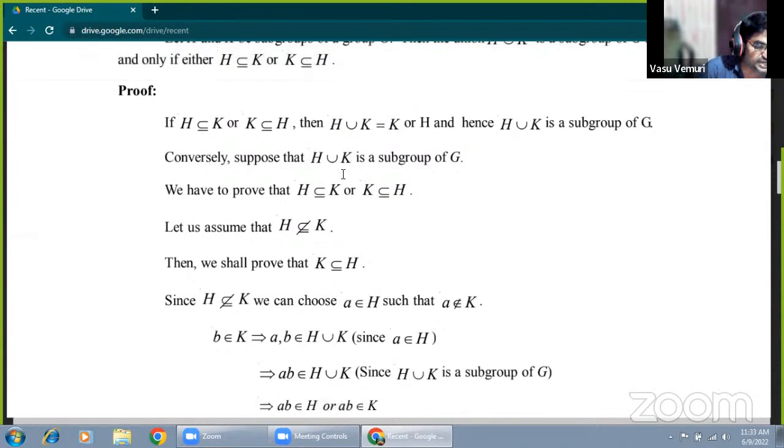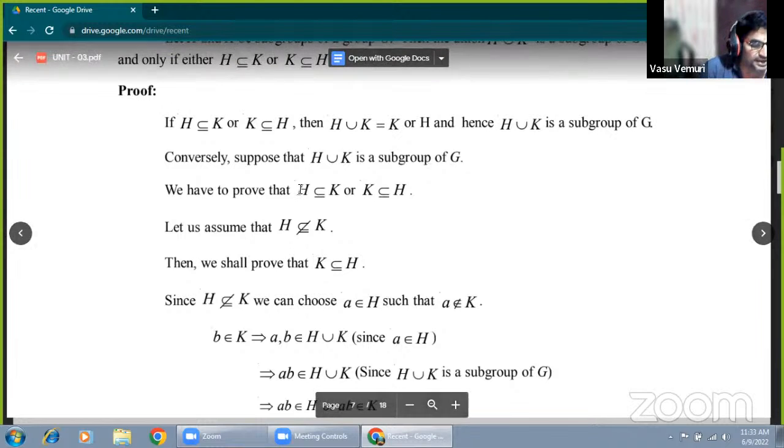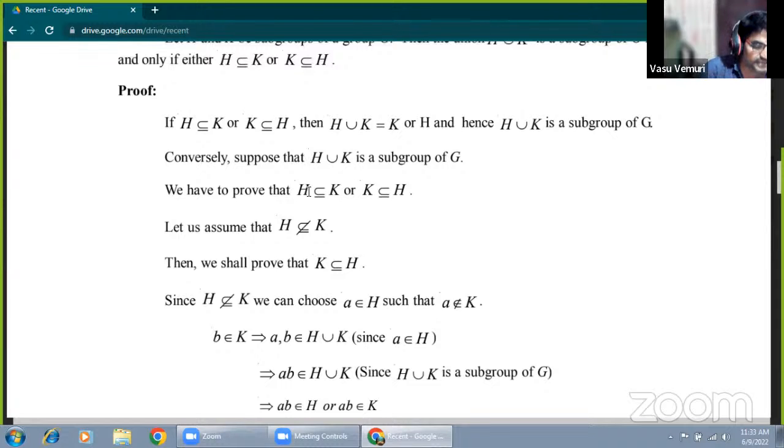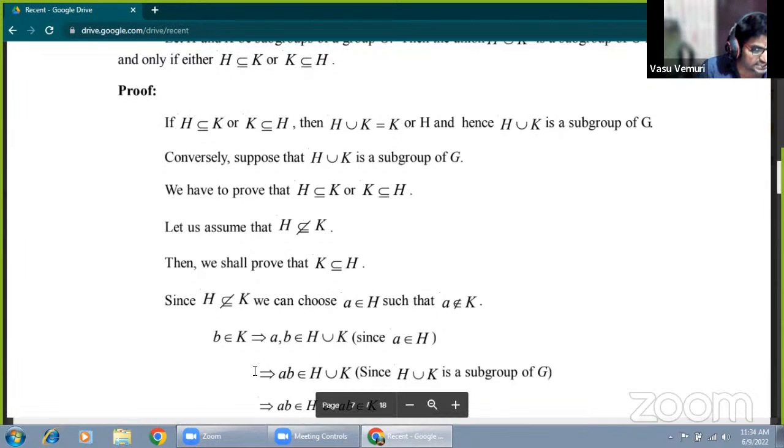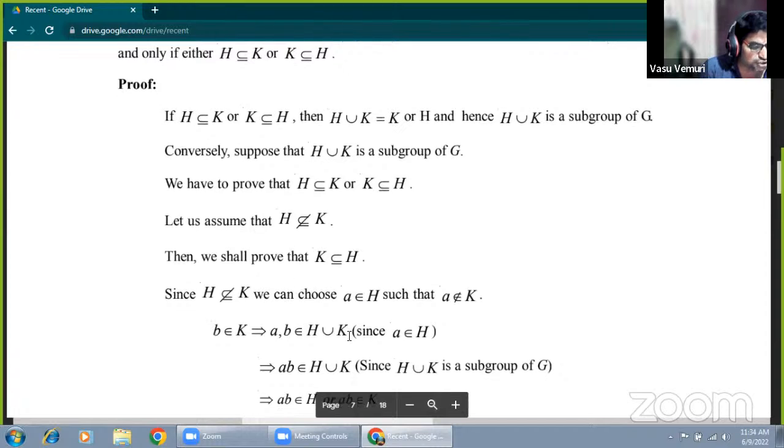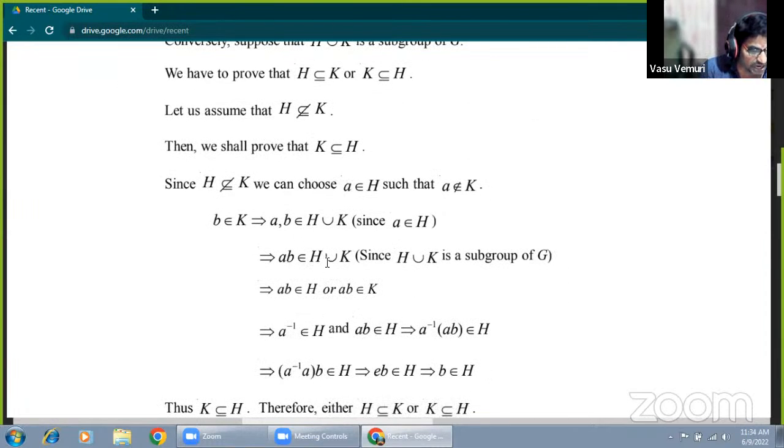Conversely, first of all, here H union K is a subgroup of G. You have to prove that one is contained in the other, either H is contained in or equal to K, or K is contained in or equal to H. First of all, assume that H is not contained in K. We shall prove that K is contained in or equal to H. H not contained in K means A is an element in H but not in K, and another element B belongs to K but B is not in H. Suppose A, B belong to H union K, so AB also belongs to H union K. Either AB belongs to H or AB belongs to K. This statement is read as a compound statement with 'or': AB belongs to H or AB belongs to K.